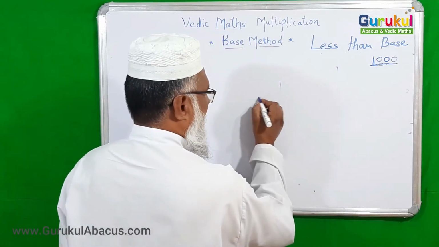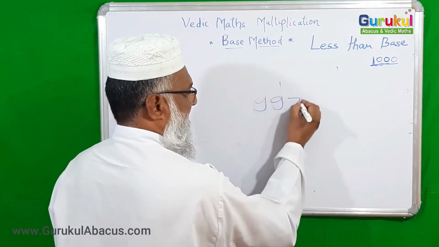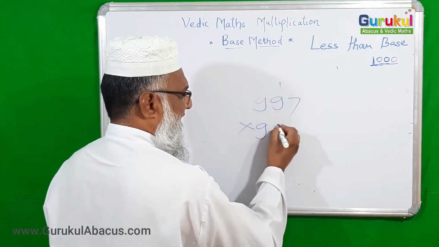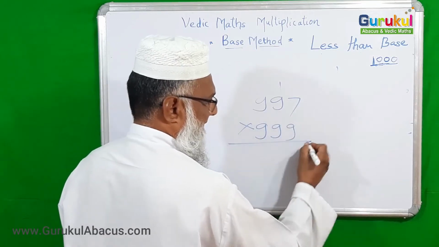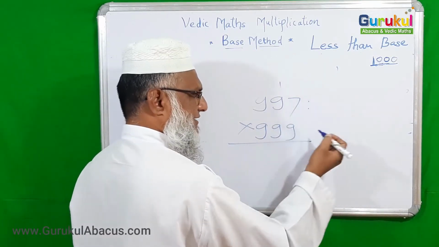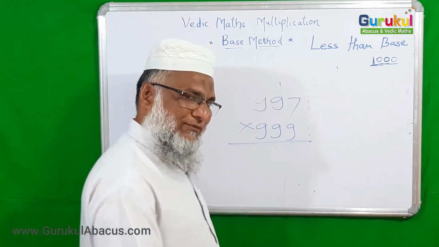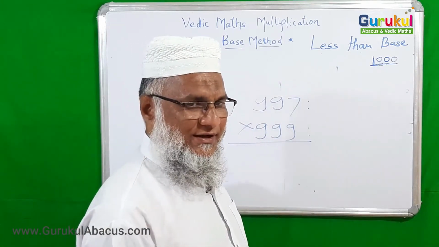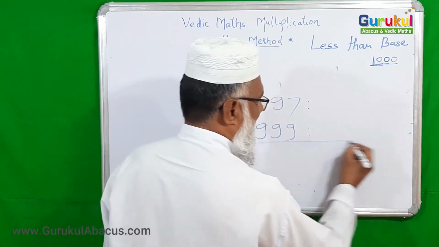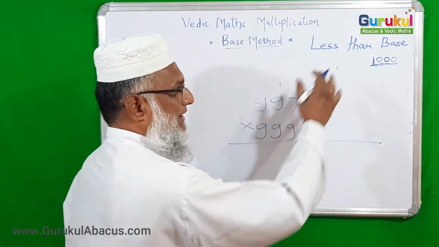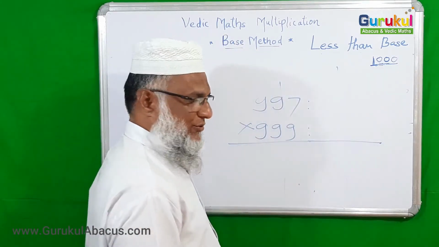It is 997 multiplied by 909. Okay, actually this example we can solve in a different way also. In the forthcoming methods you will understand there are many multiplication methods. But still, how we can solve it by this method, that we are going to understand.